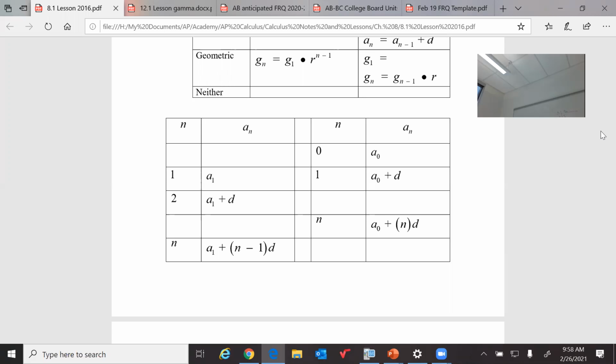But if you started at the zero term, you would have a sub 0. You can start at the zero term. A lot of times it's more helpful to the reader of your problem if you chose to start at the zero term. Well, then you would add the d n times because you began at the zero term instead of the first term.